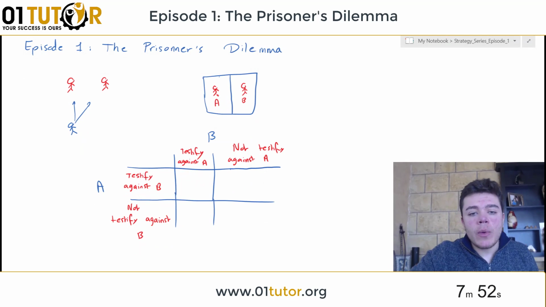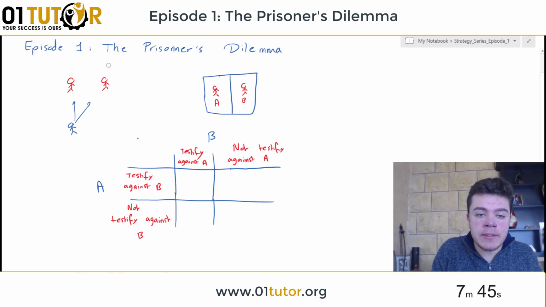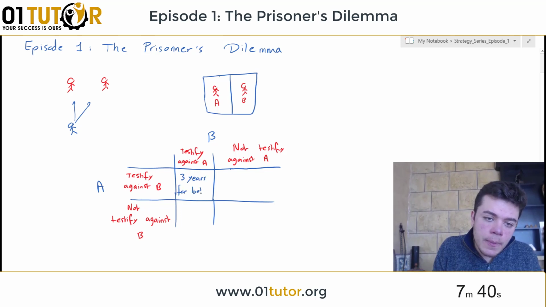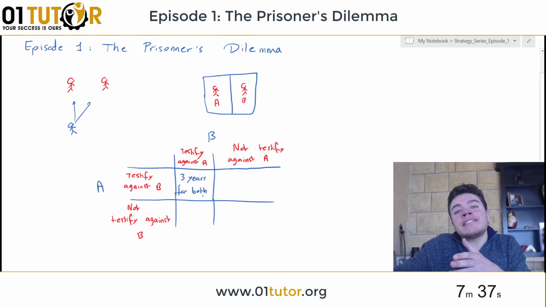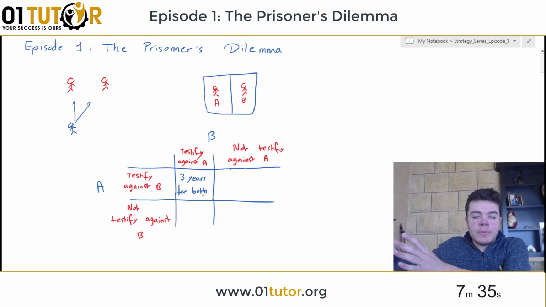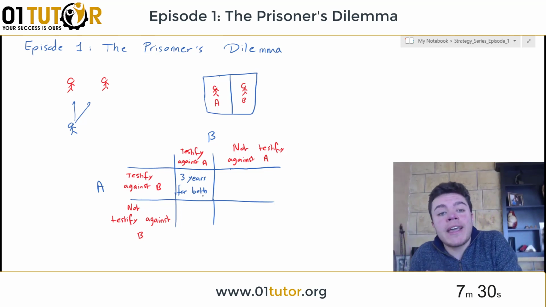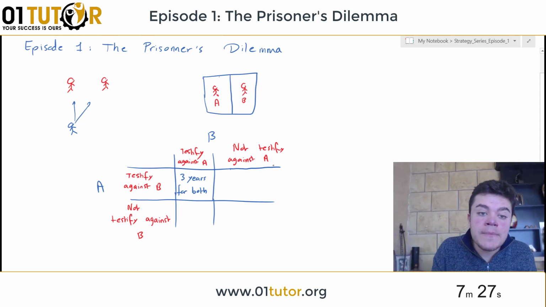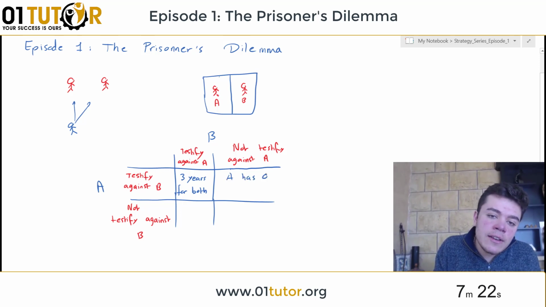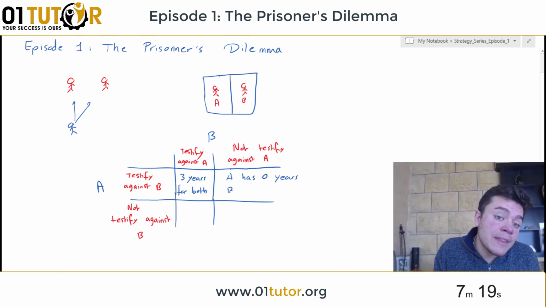Now what's going to happen is the following: if both A and B testify against each other, both of them will get 3 years in prison. So in here, 3 years for both A and B. However, if B doesn't testify against A, in the separate room that the police officer is talking to B, since A and B are not allowed to talk to each other, but A testifies against B, the result would be that A goes free. So A has 0 years, but B would have 10 years in prison.